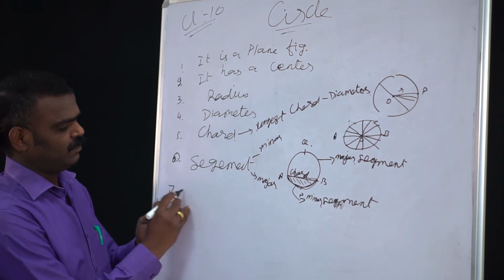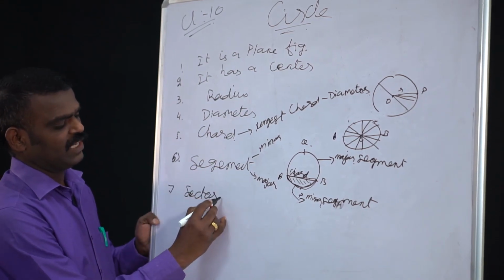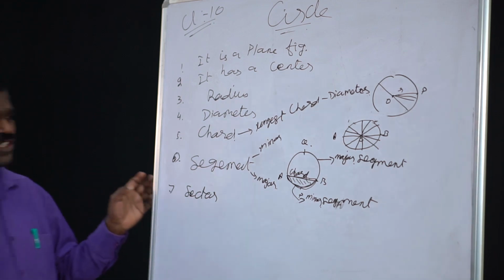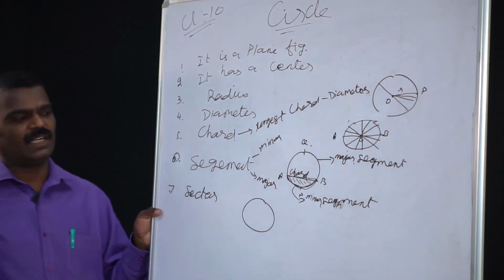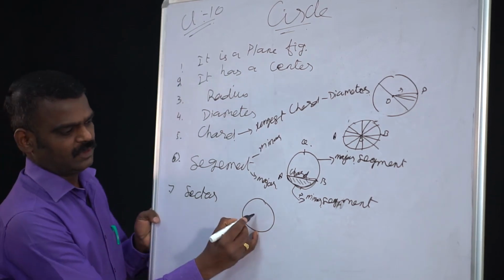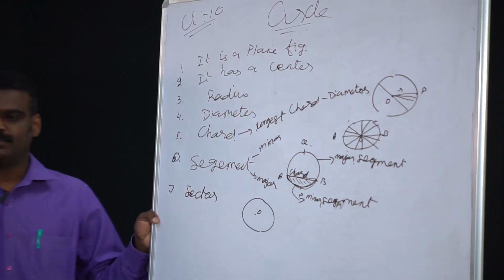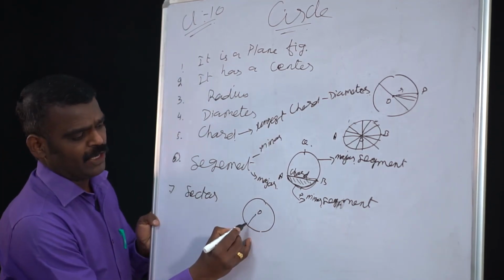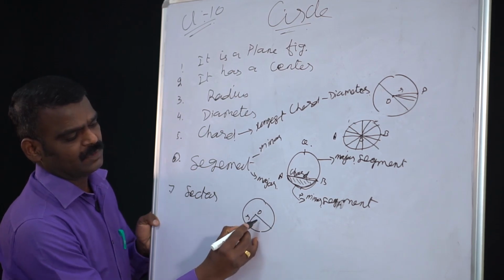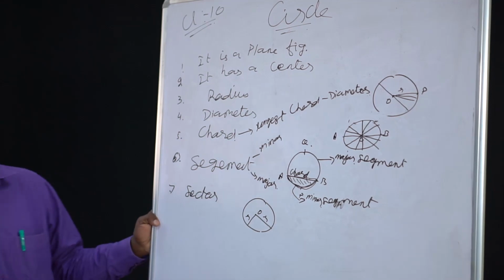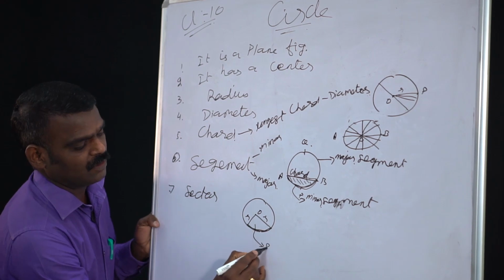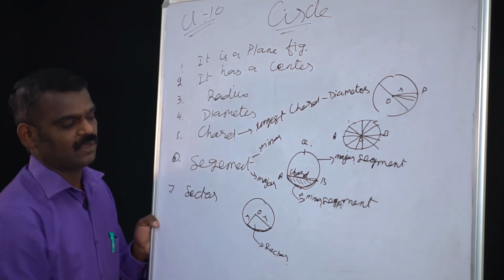Now, next one is sector. It's another new term for you. Sector is a part of a circle. It's a circle, center O. Sector is a part of the circle bounded by two radii and an arc. This is called what? Sector.